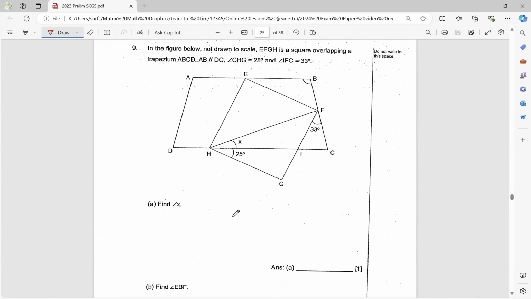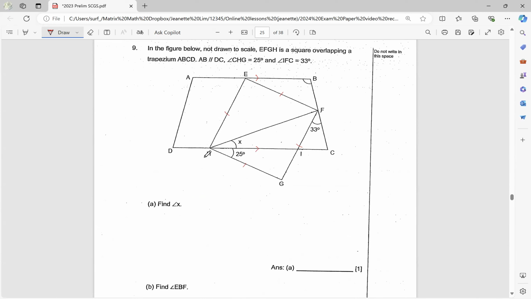Question 9. In the figure below, we have a square overlapping a trapezium. AB is parallel to DC. Let's mark that out. Also, with a square, you have 4 equal sides, 2 pairs of parallel lines. You have a 25, you have a 33, find angle X.